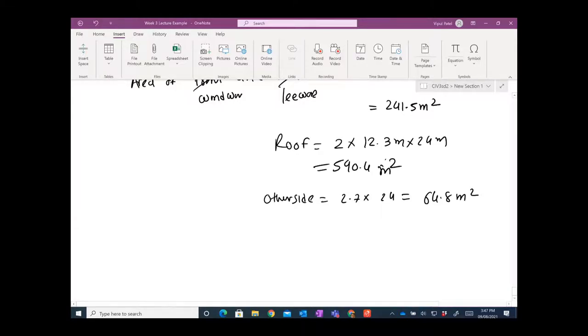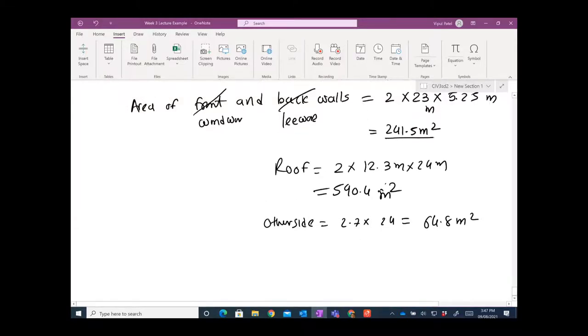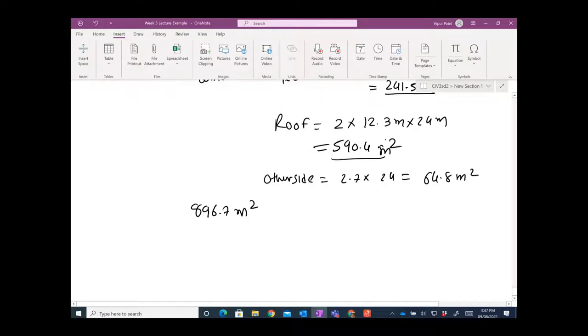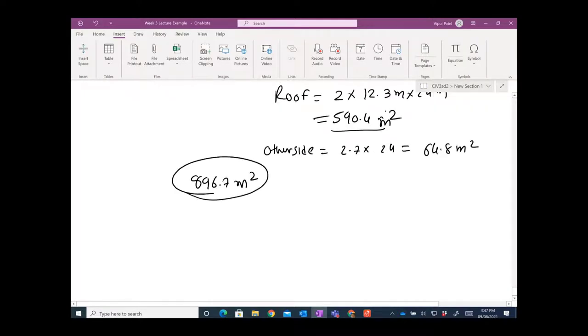So let's sum them all up. Sum them all up means 241.5 plus 590.4, this is here, plus 64.8. You get 896.7 meters square. And let's say this is the total area. Let's say permeability is 0.1%. So times 0.1 divided by 100, you get 0.896 meters square. What does it mean?